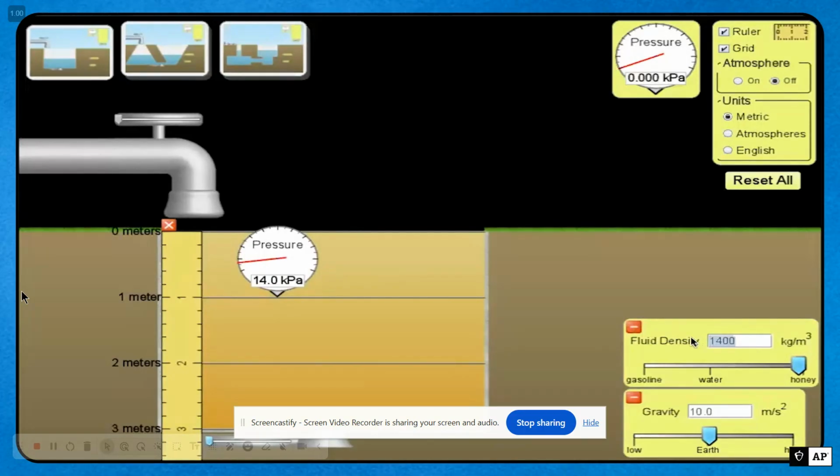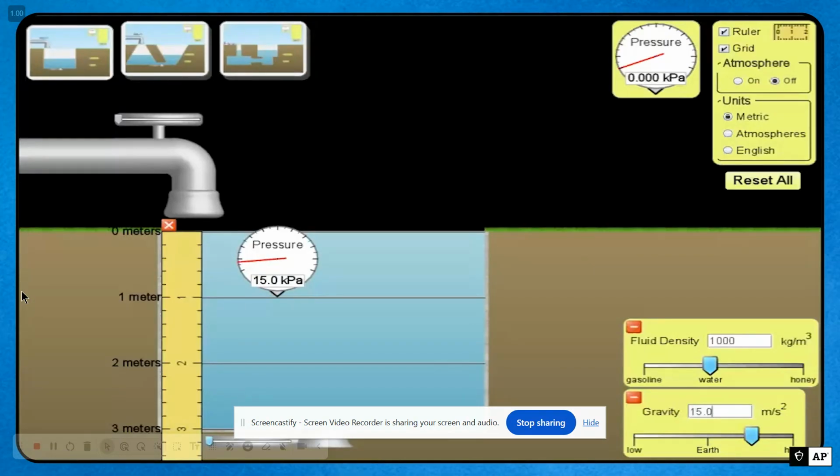The last thing I want to do is put the density back to 1000 for water, and vary the gravitational field strength from the lowest value they let me do, which let's actually go to about 5. I'll write that in real quick. And it tells me my pressure is 5 kilopascals, so my gravitational field strength is 5. If I double that to 10, then my pressure is doubled to 10. And if I triple my gravitational field strength to 15, you'll notice my pressure triples.